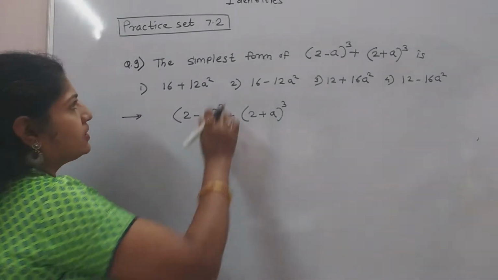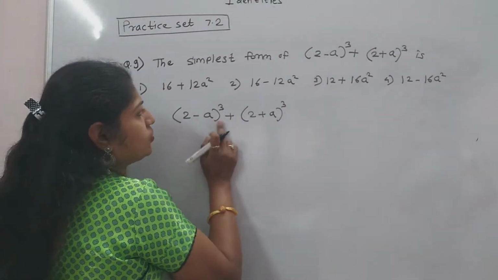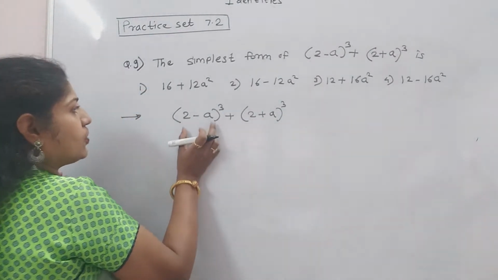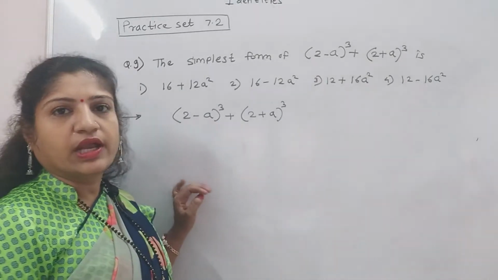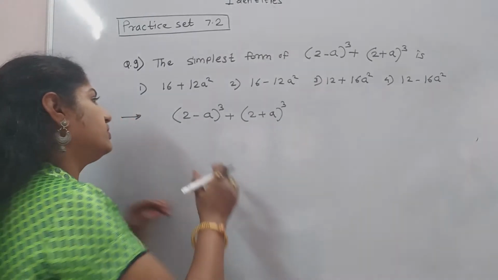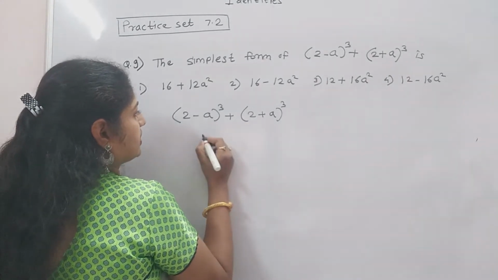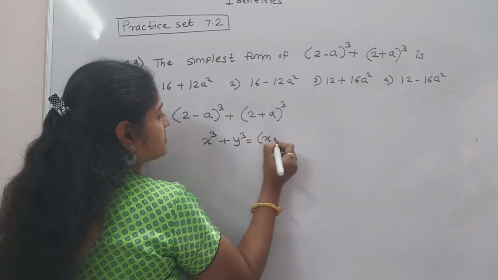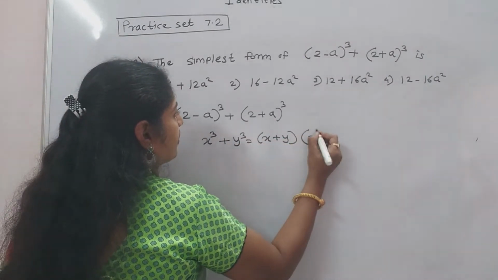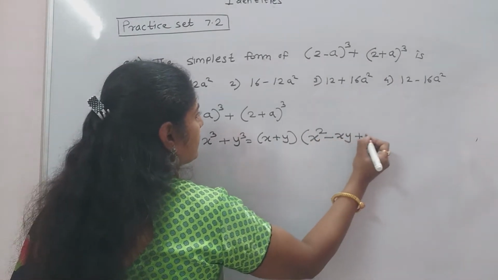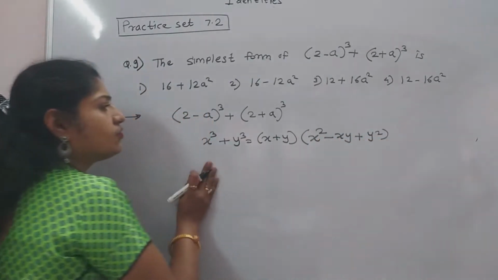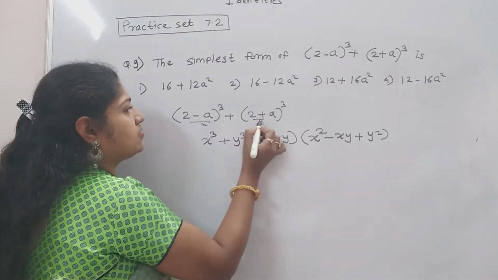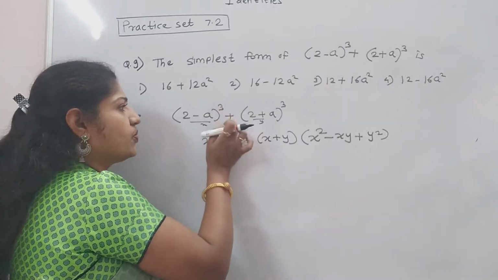Next question. The simplest form of (2 minus a) cube plus (2 plus a) cube. Use the formula for (a plus b) cube and (a minus b) cube, or instead of these separately we take x cube plus y cube, that is (x plus y)(x square minus xy plus y square). This is the formula. Use this formula. This is the x and this is the y.